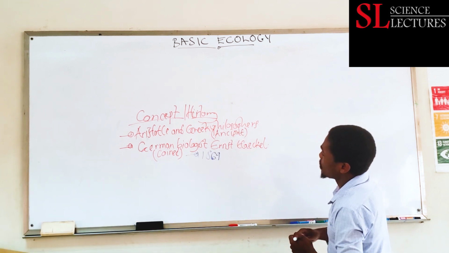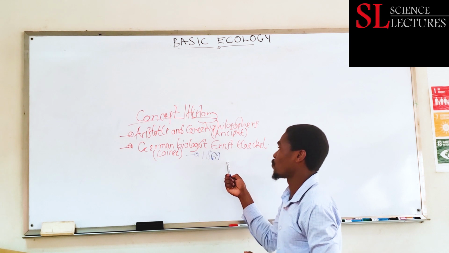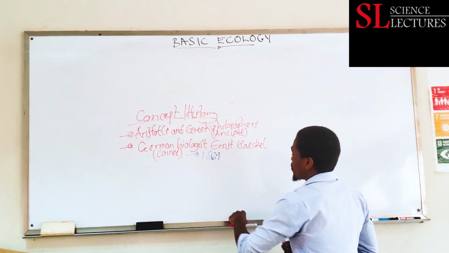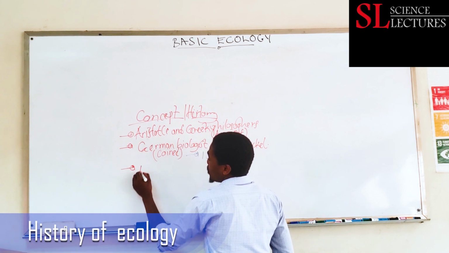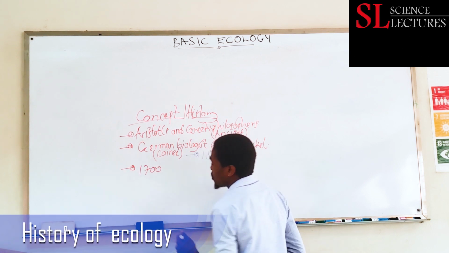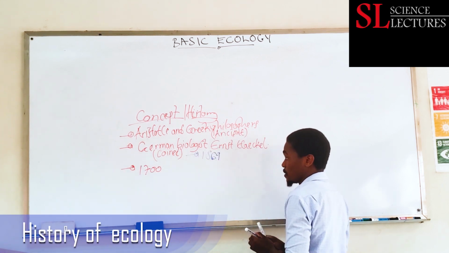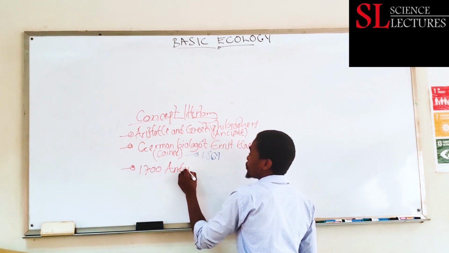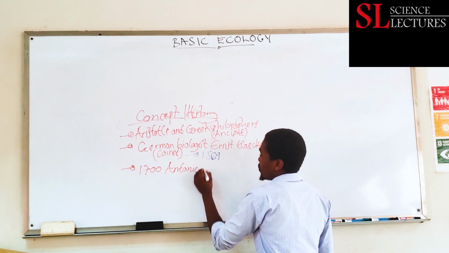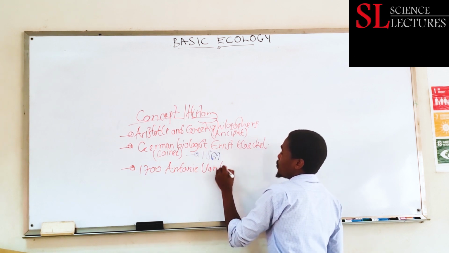But before Ernst Haeckel came in to coin the term ecology, there was another scientist around the year 1700, and this guy is called Anton van Leeuwenhoek.